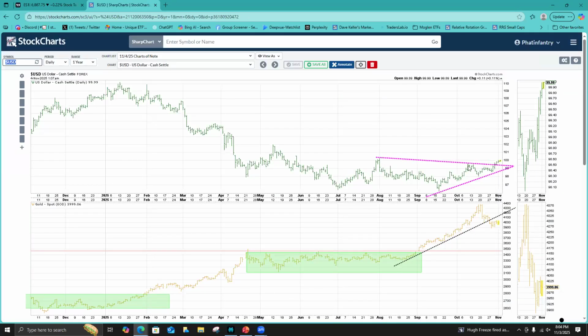Dixie: definitely looks like we broke this recent lower high, and we're kind of pushing out of this tight area. That's what it looks like for right now. You can see today kind of held in the upper range of the candle from Friday.